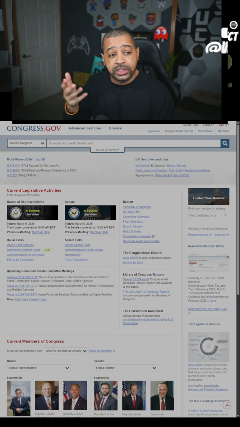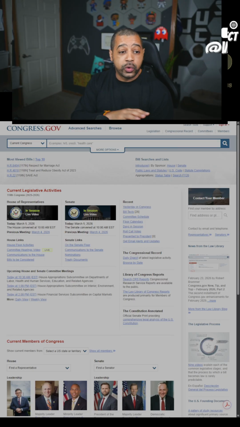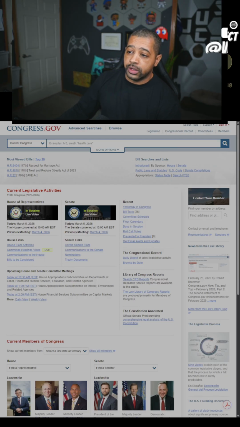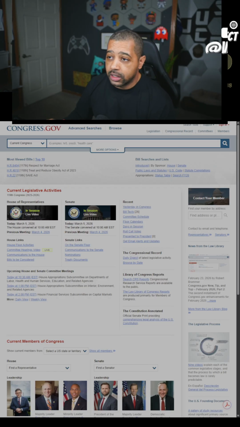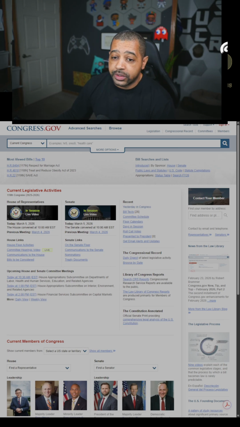So this will be an easy way of showing people how you see who voted and who didn't vote on the Congress Act, right? So if you're new to this, you go to congress.gov. You can type that into any web browser and you go from there. The easiest way to find this right now, since this just happened yesterday, is right here where it says recent, and then you click on yesterday in Congress.